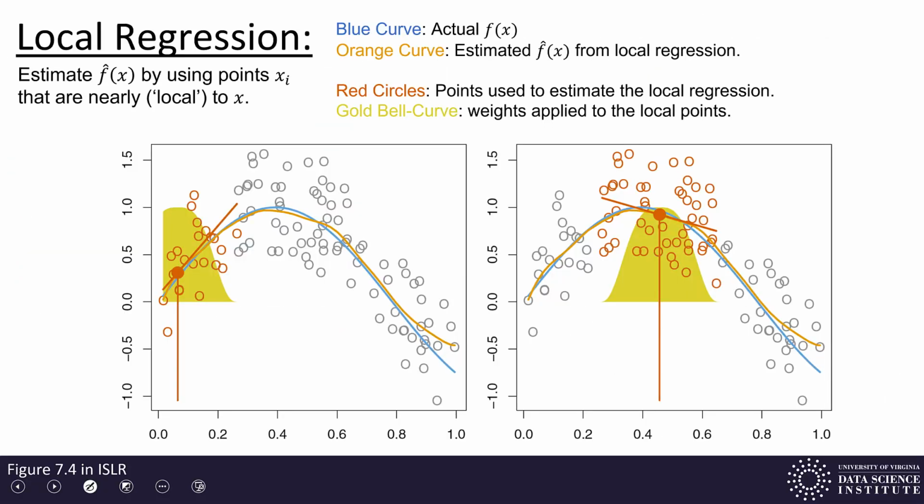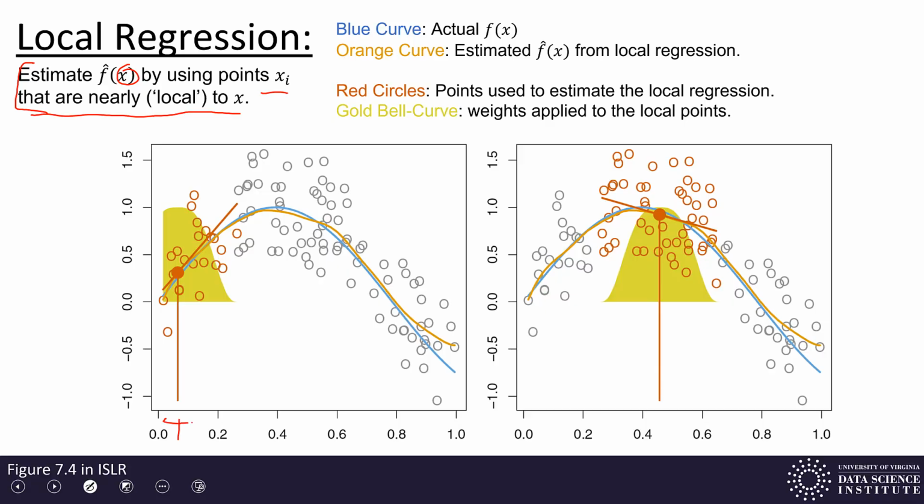Okay, last topic is local regression. In local regression, we're going to estimate f hat, our relationship between input and outputs, at each x. So for a particular x value, we're going to estimate it using points xi that are local or nearby to the x. And in these two plots, left and right hand, we're showing local regression, and we're showing the computation of the f hat function near two different x values.